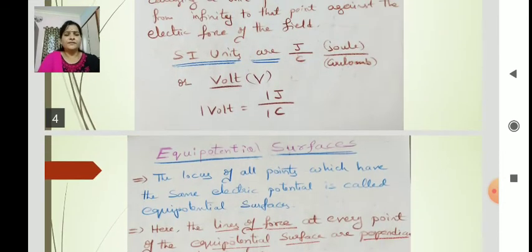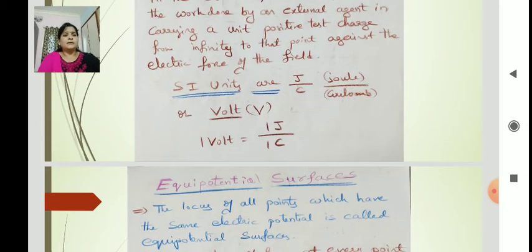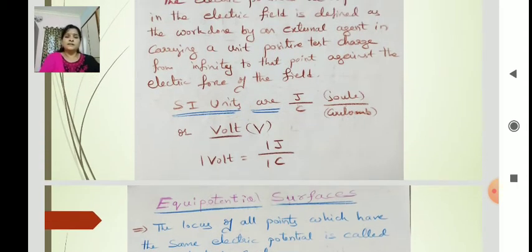So we can define 1 volt as follows: if the work done in bringing a unit positive charge from infinity to a point against the electric force of the field is 1 joule, then I can say that the electric potential at that point is 1 volt.